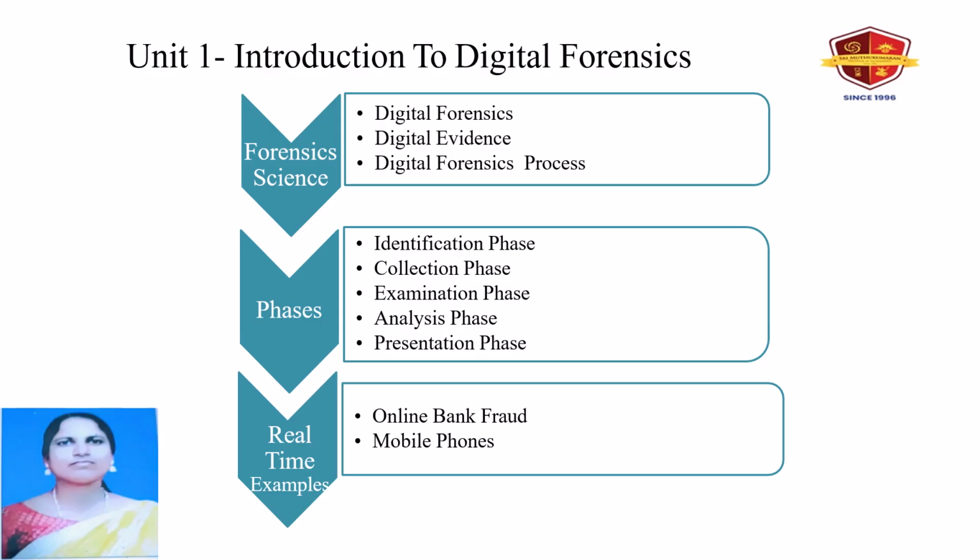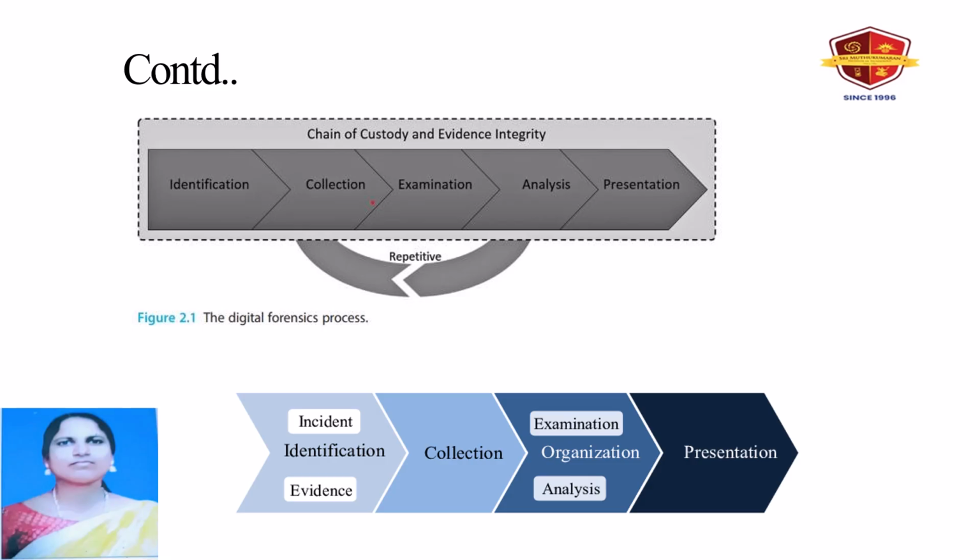An important concept in digital forensics is the phases of digital forensics. Here we have 5 phases: identification phase, collection phase, examination phase, analysis phase and presentation phase. The identification phase is to identify the potential sources of digital evidence, for example computers, mobile phones, hard disks and servers. These are the devices we use to retrieve data in digital form, and they are identified in the identification phase.